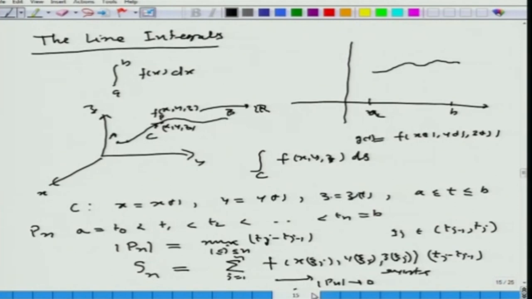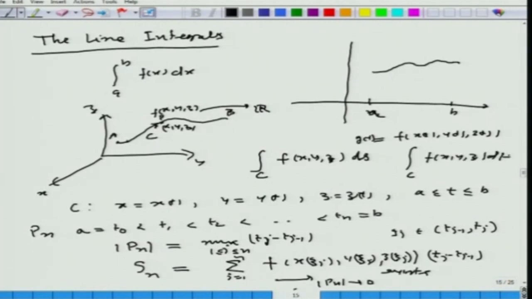So, this curve C can be represented parametrically like this: x equals x of t, y equals y of t, and z equals z of t, where t ranges between a and b. Then how do we define this line integral, the integral of f(x, y, z) ds, where s here is arc length? In general we will take a parameter t like this: f(x, y, z) dt.